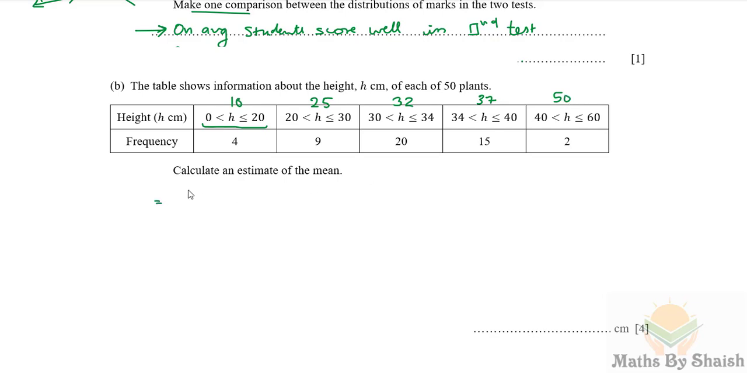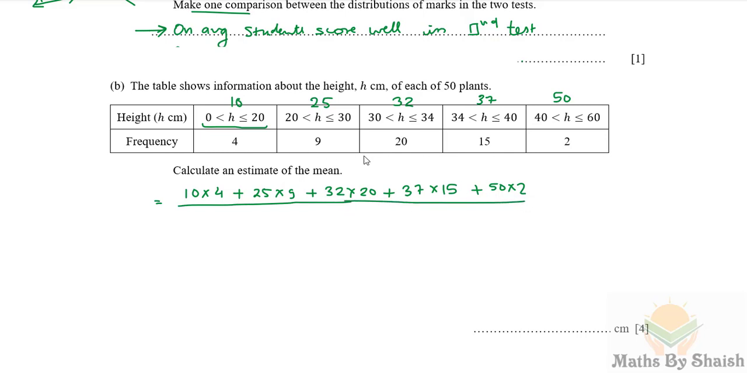So the mean would be 10 into 4 plus 25 into 9 plus 32 into 20 plus 37 into 15 plus 50 into 2, whole divided by the sum of frequency, and we can take it as summation of fi xi over summation of fi. This is the formula for mean.